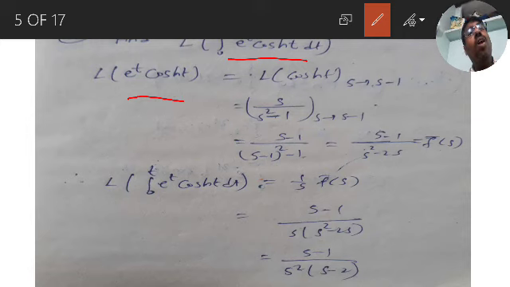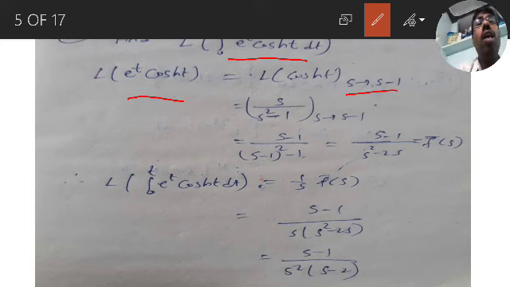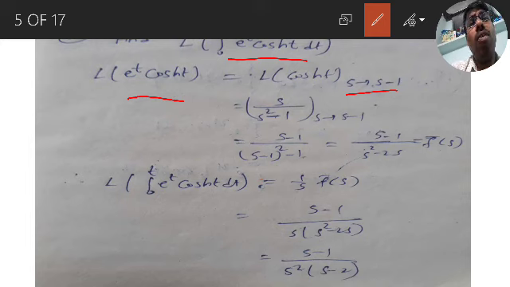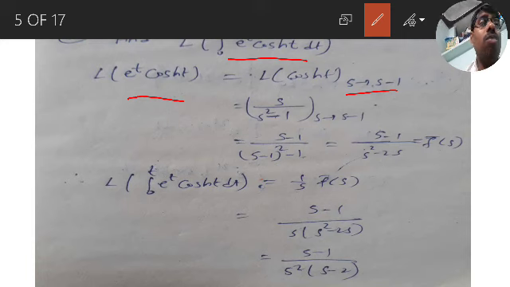So L of e power of t into cos h t is L of cos h t, replace s by s minus 1. If it is multiplied by e power of at, replace s by s minus a. Now e power of t, therefore replace s by s minus 1. What is L of cos h t? Again the standard formula. What is the formula for L of cos h at? L of cos h at is s by s square minus a square.